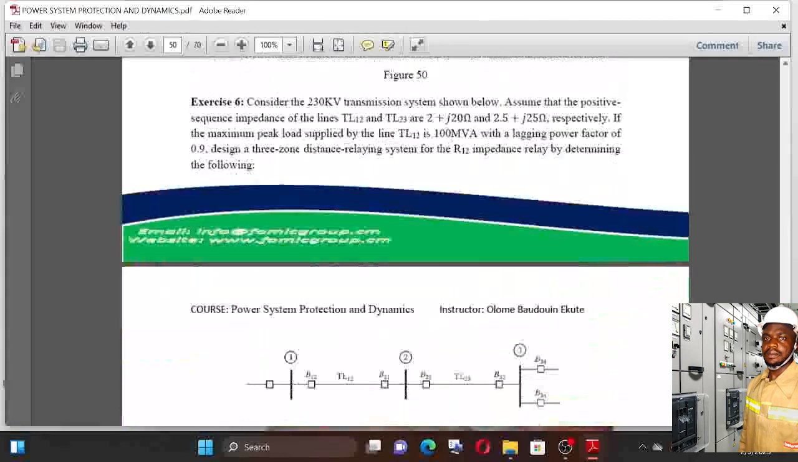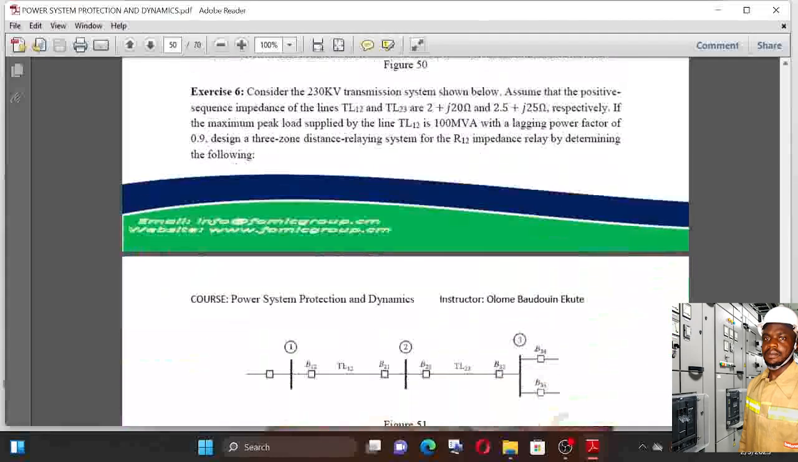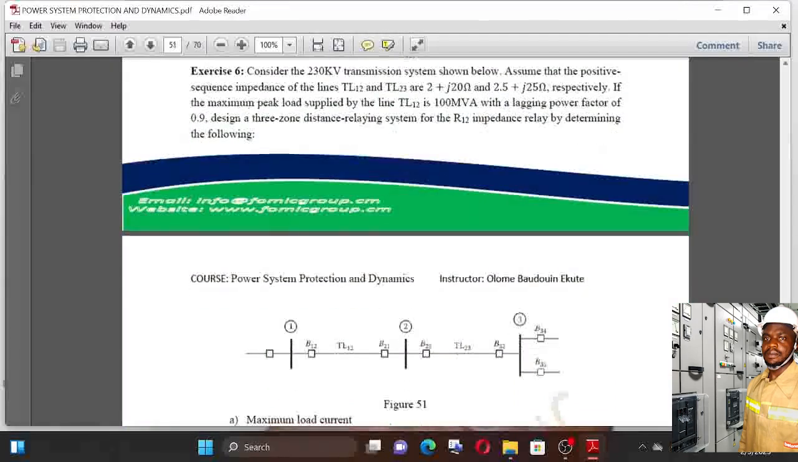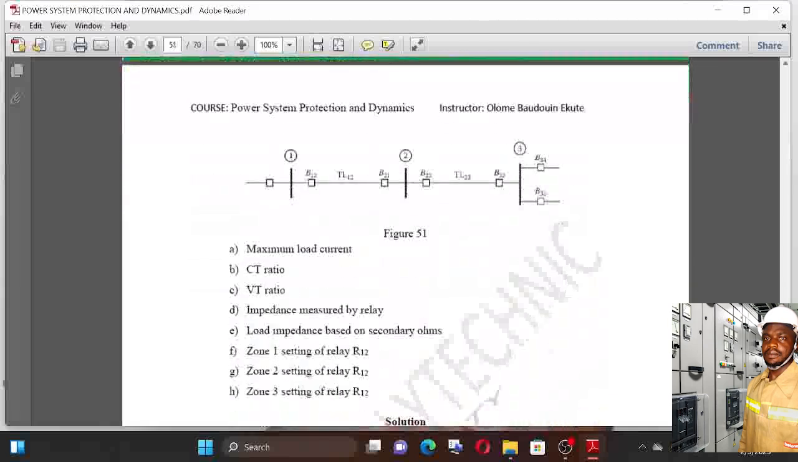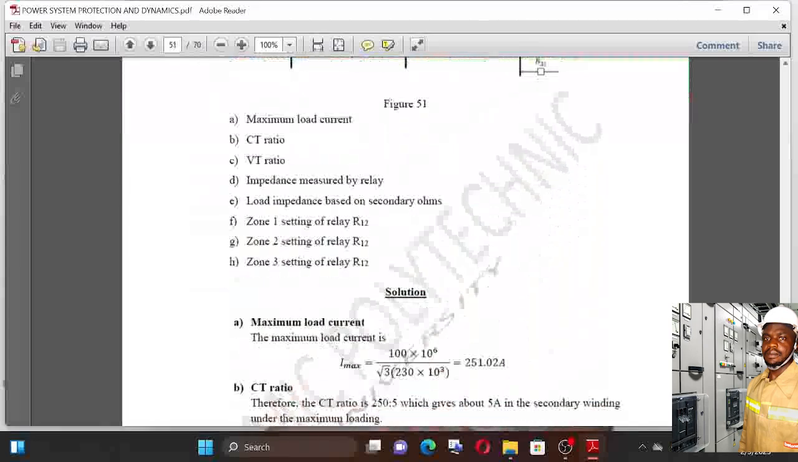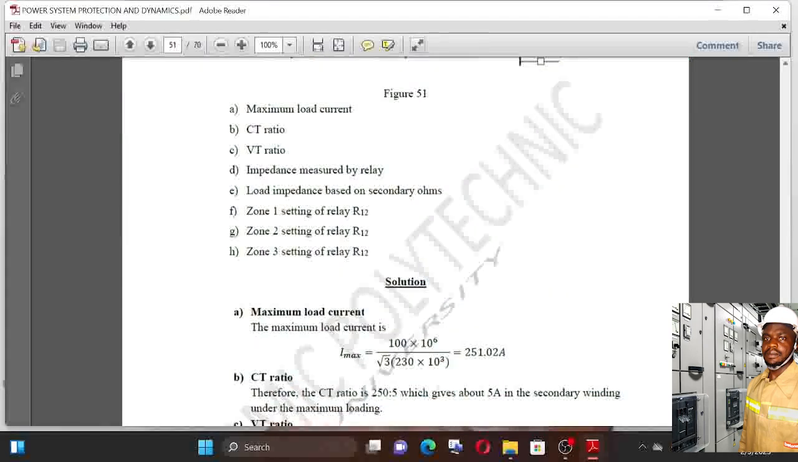Then we have example 3 here. Consider the 230 kilovolt transmission system shown below. Assume the positive sequence impedance of the transmission line. Determine the following: A, maximum load current; B, current transformation ratio. It is the same line. You have to determine these various parameters with the zone 1, zone 2, and zone 3 settings.